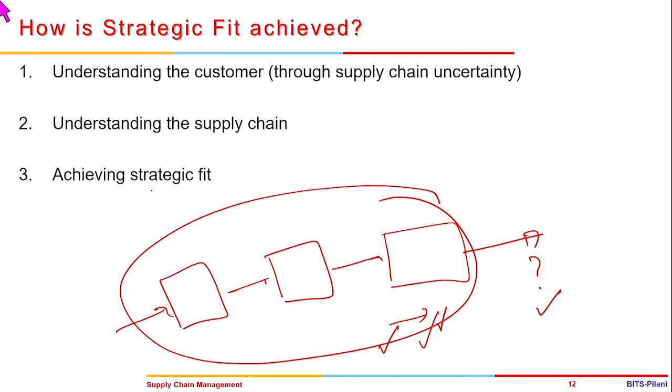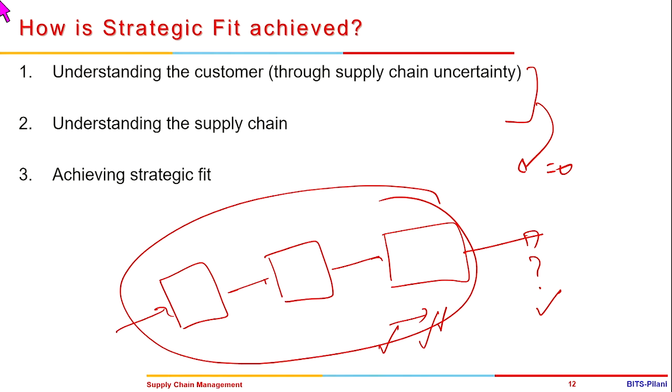So it is about finding the gap between these two. It should be equal to 0. So one is on the customer side, what the customer wants, what is the capability of the supply chain, and the gap between these two should be 0. That is the meaning of strategic fit.